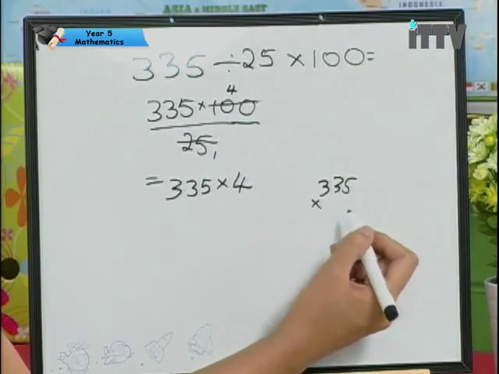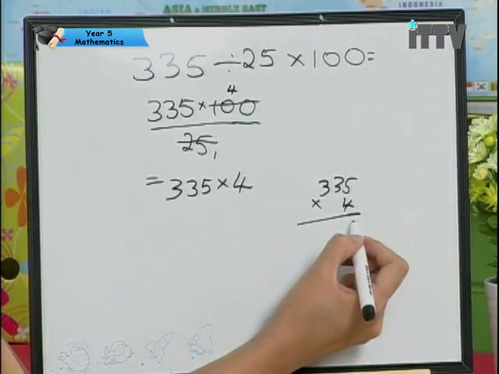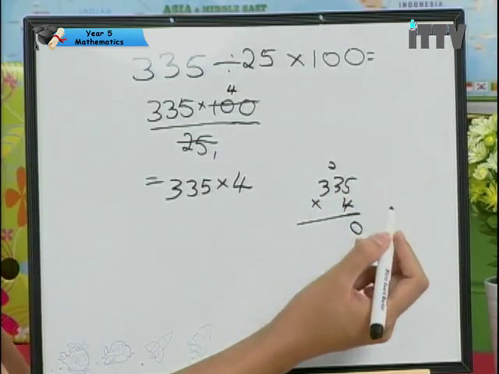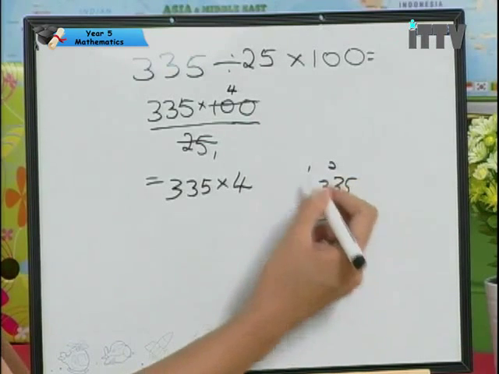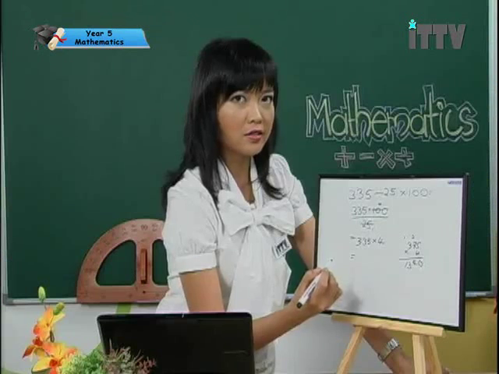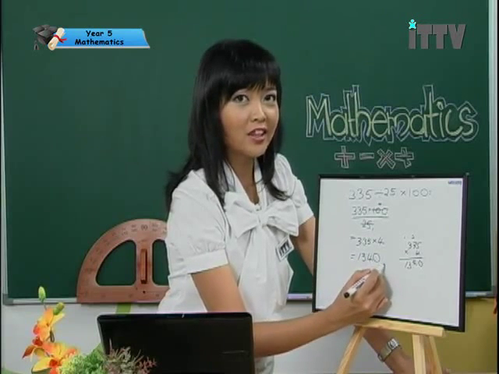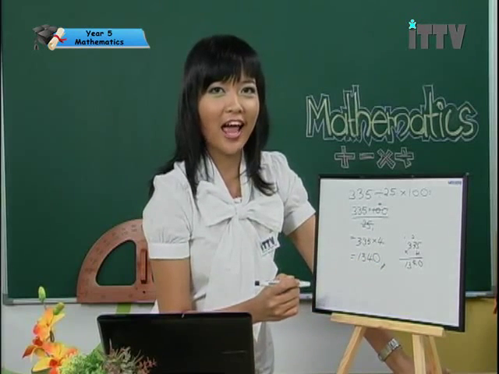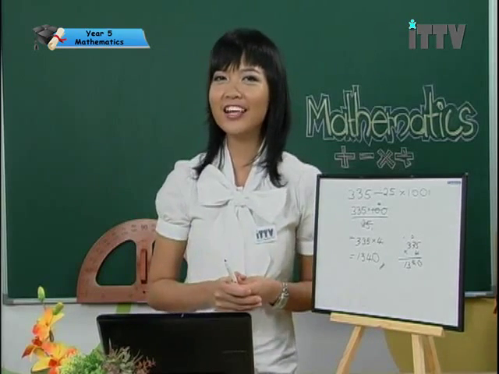Okay, now let's solve this. 335 times 4, what do we have? Can you tell me? 5 times 4? 20. 3 times 4 plus 2? 14. This is 13. So, our answer is 1,340. Okay, pretty simple, right?